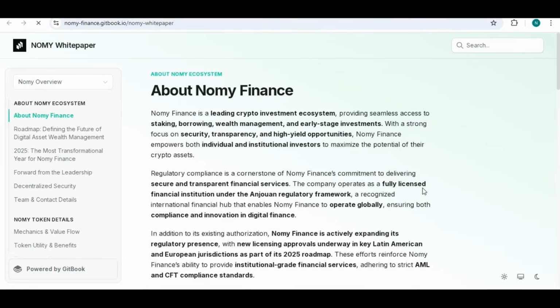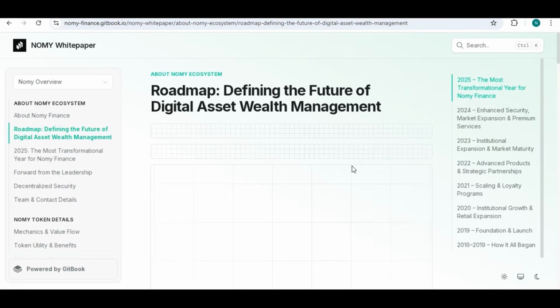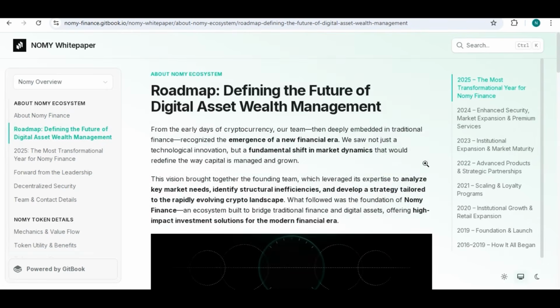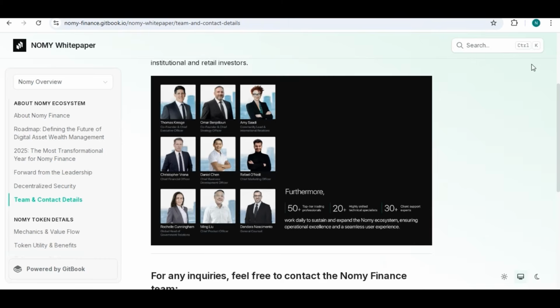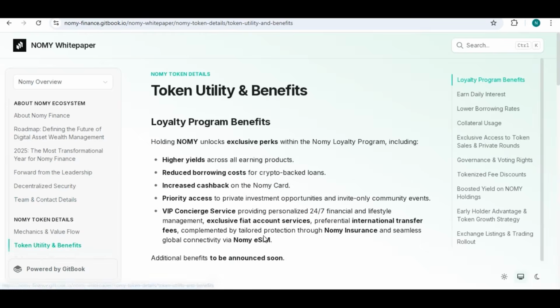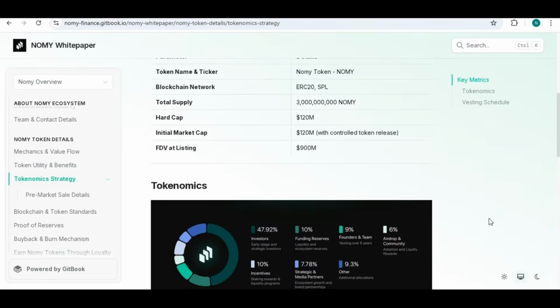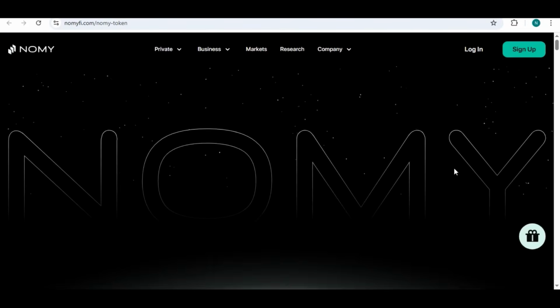Here, I just want to give you a quick overview. Roadmap: it's well defined, focusing on building a robust ecosystem. Contact and team. You can see the transparency here, which is always a good sign. And tokenomics. The NOMI token has a well-structured allocation, which shows they've put a lot of thought into sustainability and growth. Now, let's check out their official website, NOMI Fee.